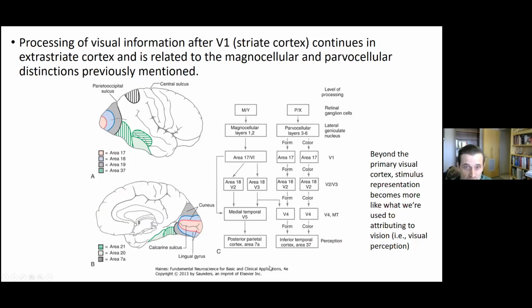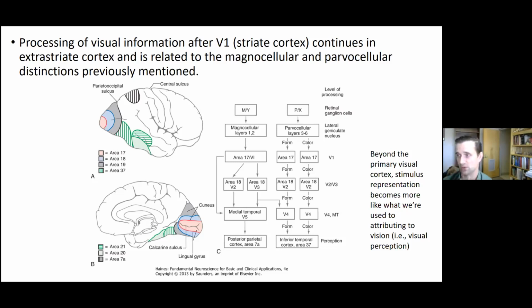That is the end of the story. So we continue to process visual information after the visual cortex. This continues into what is known as the extrastriate cortex because it is outside of the striate or primary visual cortex. But it is also related to that magnocellular and parvocellular information that we've already discussed. So all of that information is still traveling to these extrastriate areas.